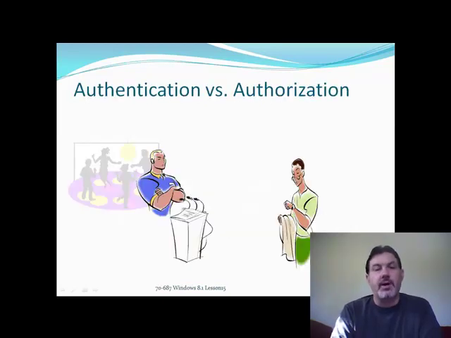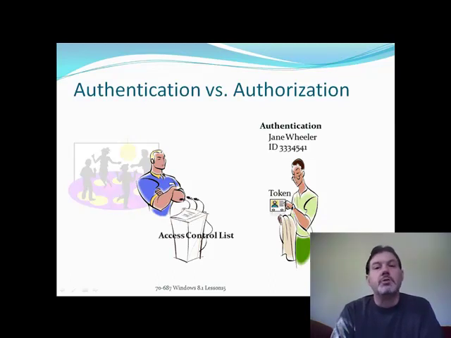Here's an example to illustrate the difference between authentication versus authorization. In this particular example, I have a bouncer who's at the door of a club. And the bouncer has a podium, and on the podium he has a guest list. And we have somebody who wants to come. This is Jane. Jane wants to go to the club this evening, but she's going to have to get permission to go into the club. It's a private club.